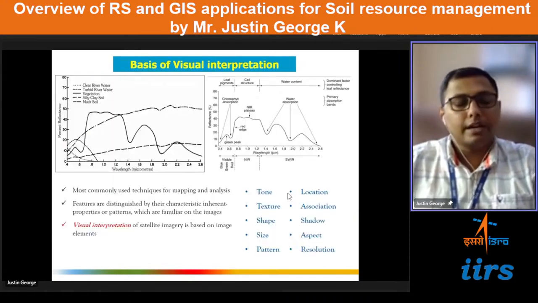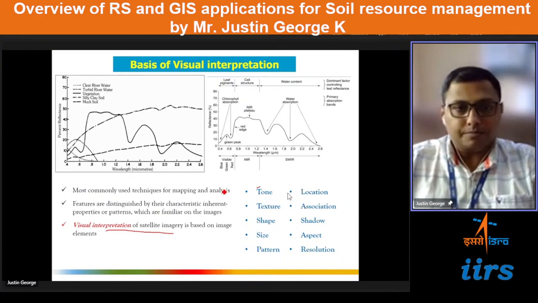And briefly describing the basis of visual interpretation, I hope everyone might have seen this n number of times. The visual interpretation is the most commonly used technique for mapping and analysis. The features are mainly distinguished by their characteristic inherent properties or patterns, which are familiar on the image. It is mainly based on the elements of image interpretation, which are listed here, like tone, location, association, resolution, and so on.